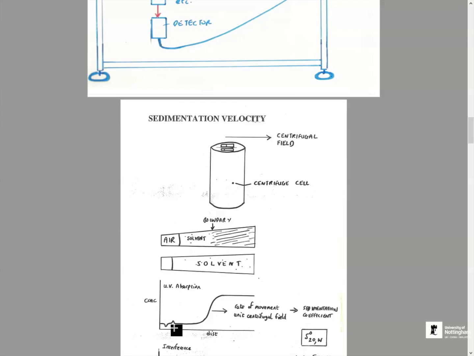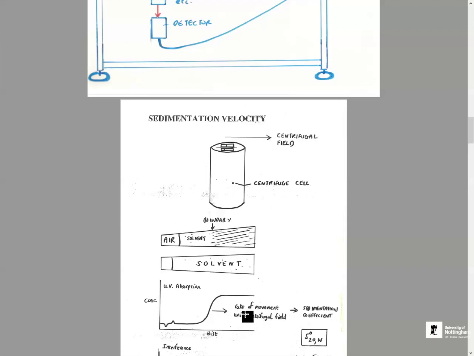Then you've got clear solvent here with no absorbance, and then a boundary depending on how far the protein has sedimented. And that will move progressively towards the bottom of the cell. So your optical system will detect how fast that is moving.